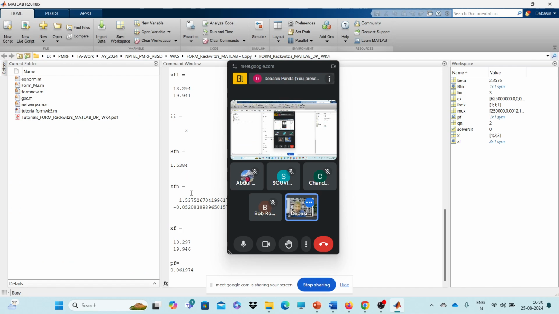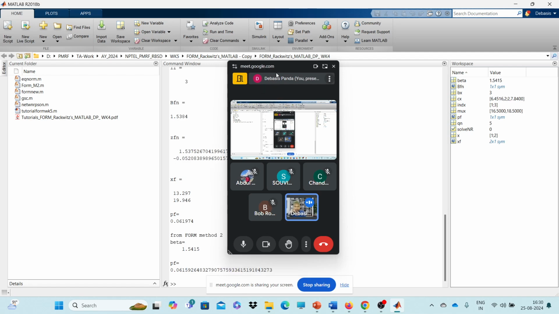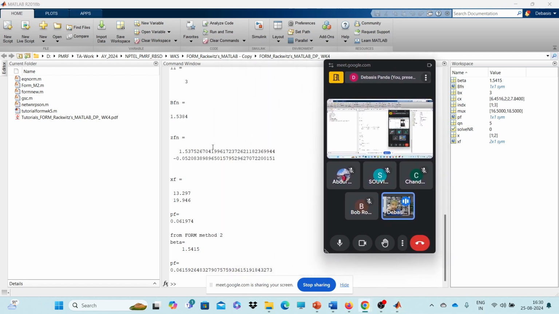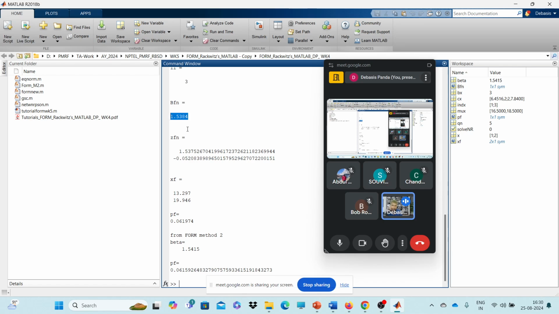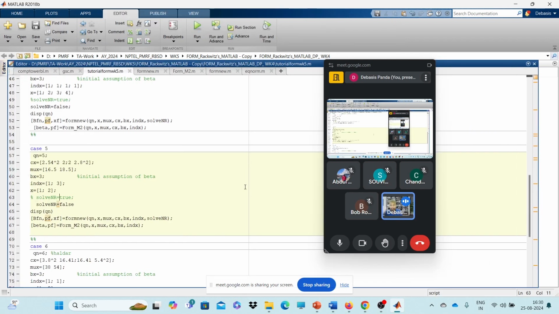Let's see. We have the results from both algorithms. The Rackwitz algorithm is giving 1.5384 and the Rackwitz-Fiessler algorithm is giving 1.54. Like 1.54 you can get the results. Pf you can get 0.0615. That means using the two methods we are getting the same results.